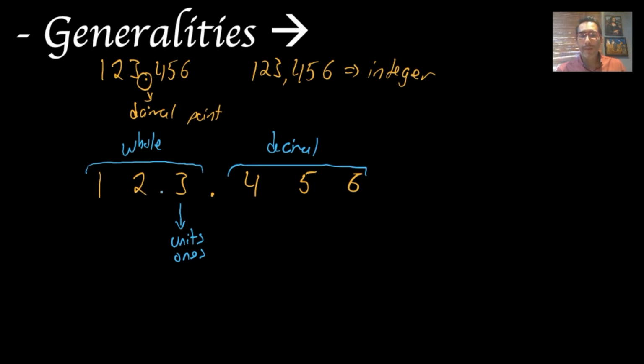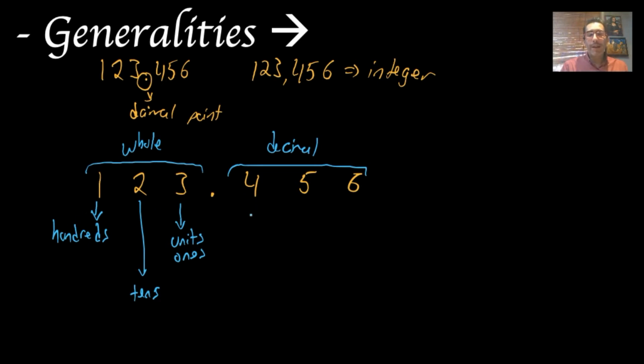The number 2, the second to the left from the decimal point, in mathematics is what you call the tens digit, okay? The tens digit. This third one, because it's the third position to the left of the decimal point, is what you call the hundreds digit. Okay, the hundreds digit.